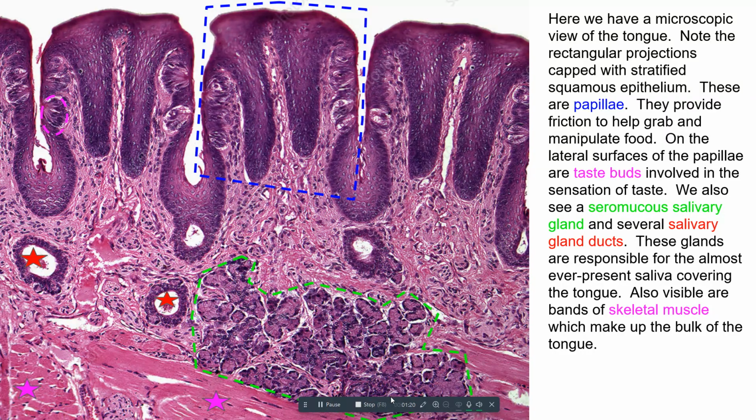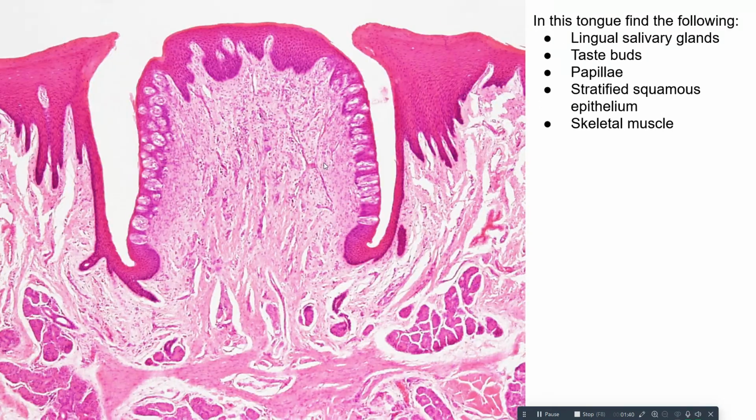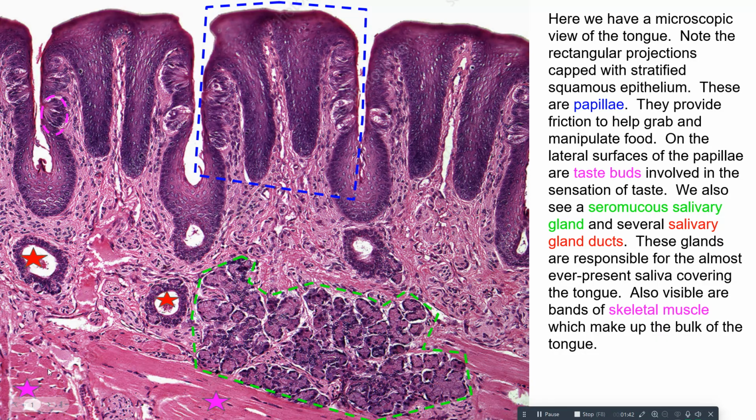If I go down a little bit, this purple guy below the papillae here, this is a salivary gland. And I see some ducts that would be carrying saliva up to the surface. I don't see the ducts going all the way up and emptying, but that's where they would be. I've also got some skeletal muscle down at the bottom here. The tongue is actually mostly made out of skeletal muscle.